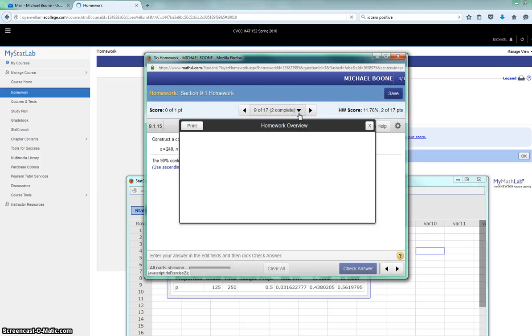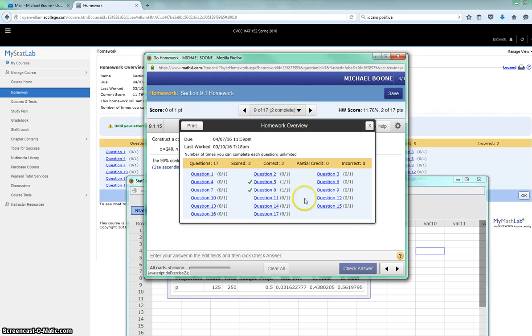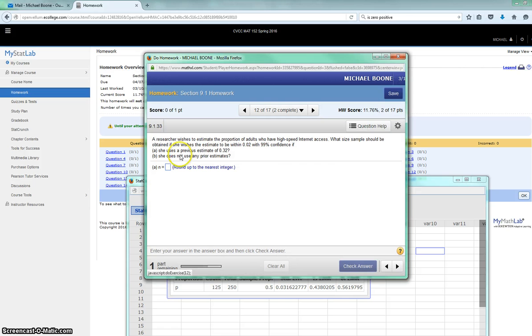Also in this section, we're going to be doing sample sizes. So let's look at number 12. They have some formulas in the book that you can use if you like. There's a formula if you have a previous estimate, and there's one if you do not have a previous estimate. So let's talk about that.